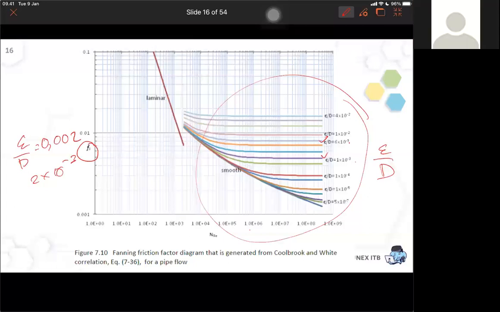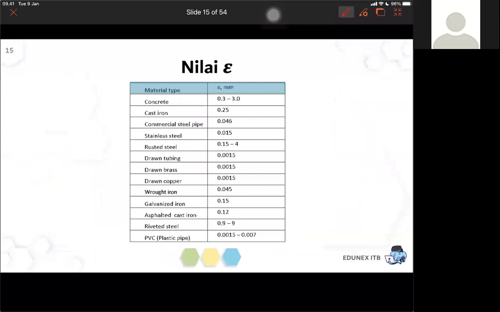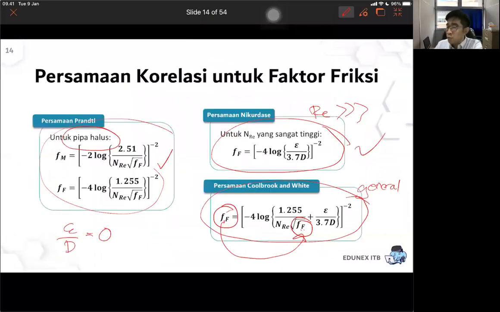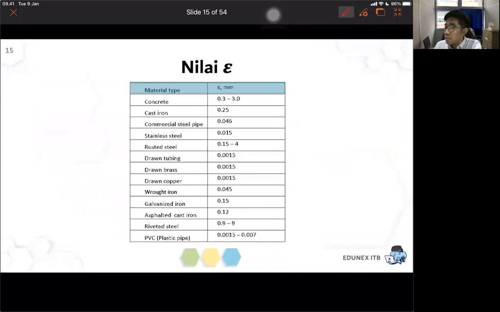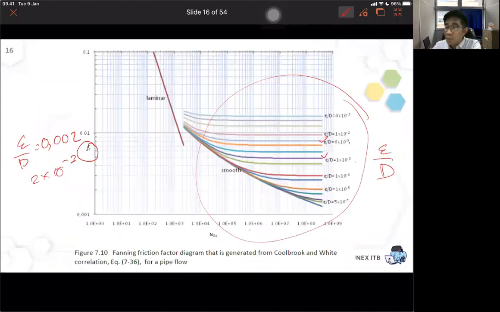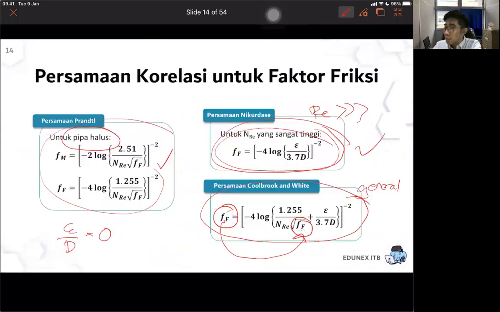Previously, the regular students found out the Reynolds number is very, very high, so they used this equation. If the Reynolds number is very, very high, it already falls into the straight line over here, so the friction factor is already constant at that line. Then you can use the Nikuradse equation.